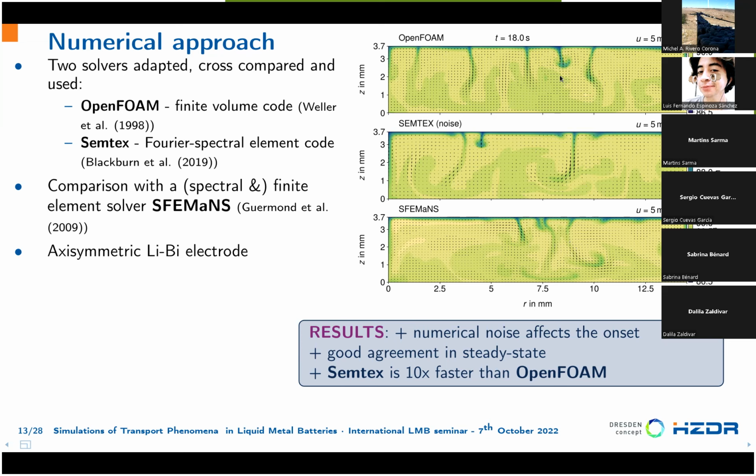Of course, the effect of noise determines where the plume starts and the onset, as discussed. And as a final point from this comparison of the three solvers, we realize that Semtex is 10 times faster than OpenFOAM.